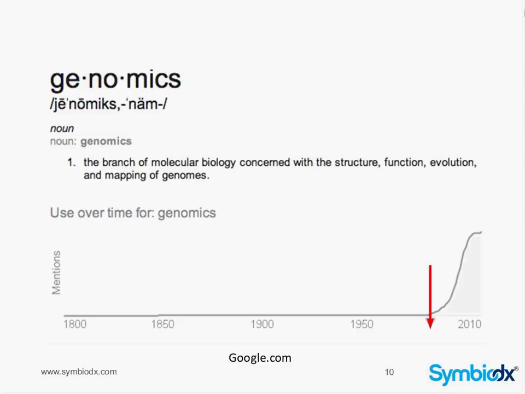Guidance from our friends on the internet. The actual definition of genomics is the branch of molecular biology concerned with the structure, function, evolution, and mapping of genomes. And if we look at it this way, we've been talking about genomics for many years, right? It would give you the impression that this is nothing new. However, if you look at this graph at the bottom where we look at the use over time for the word genomics, there's a dramatic increase right around the year 2001, and it goes up logarithmically all the way to where we are now.